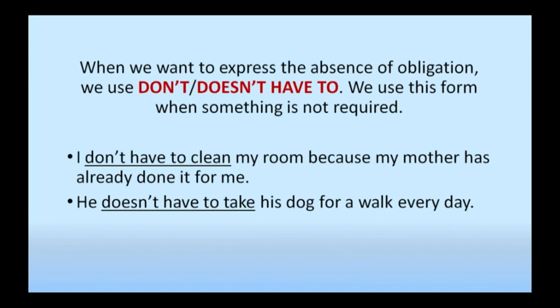If we want to express the absence of obligation, we use don't or doesn't have to. We use these forms where something is not required. For example, I don't have to clean my room because my mother has already done it for me. He doesn't have to take his dog for a walk every day.